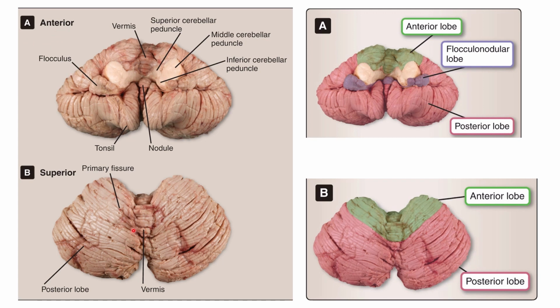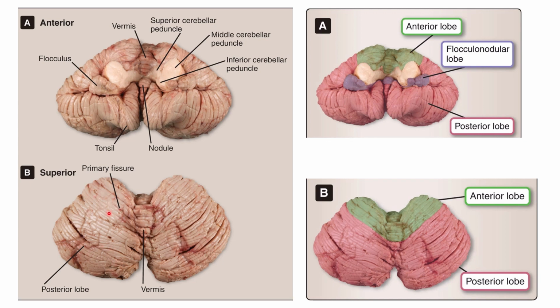This is the superior view. And here again, it looks like a butterfly. In the middle, you have the vermis, and on each side, you have the cerebellar hemispheres. And you can see the two lobes here. This is the anterior lobe. This is the primary fissure that's separating the anterior lobe from the posterior lobe. So this whole area is the posterior lobe.